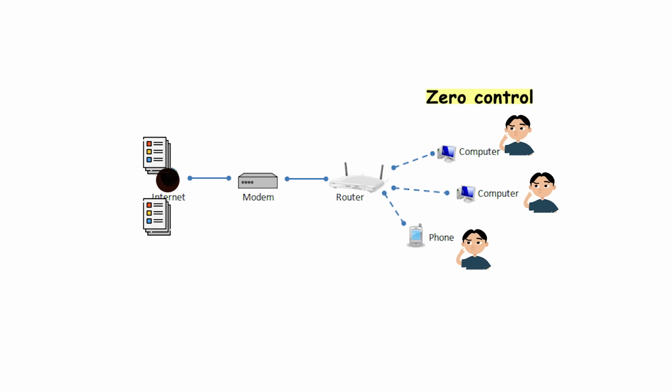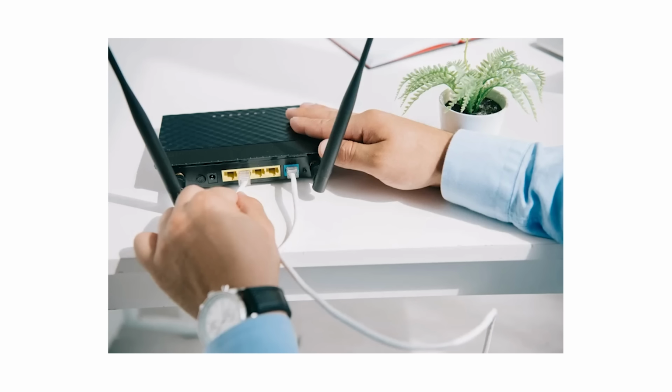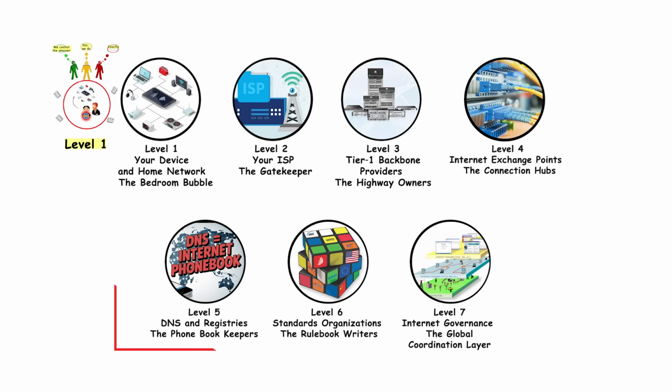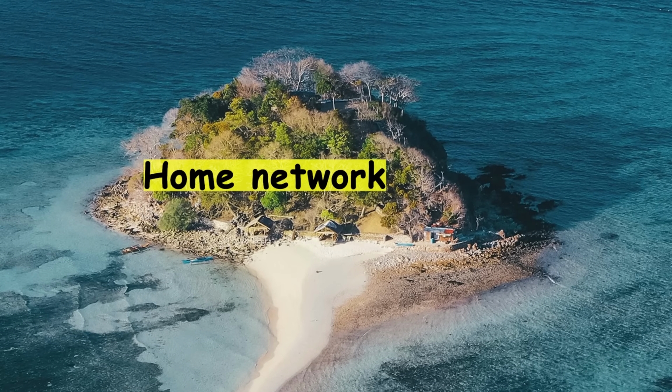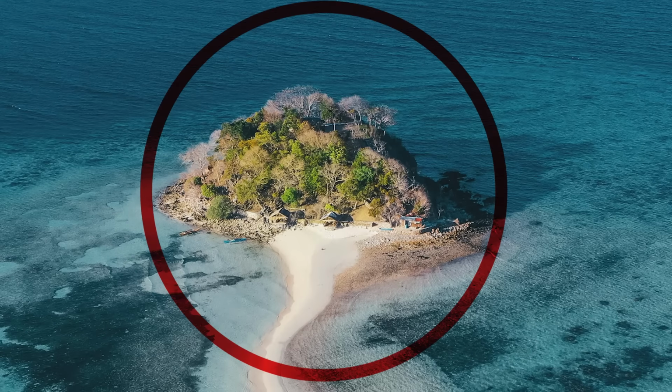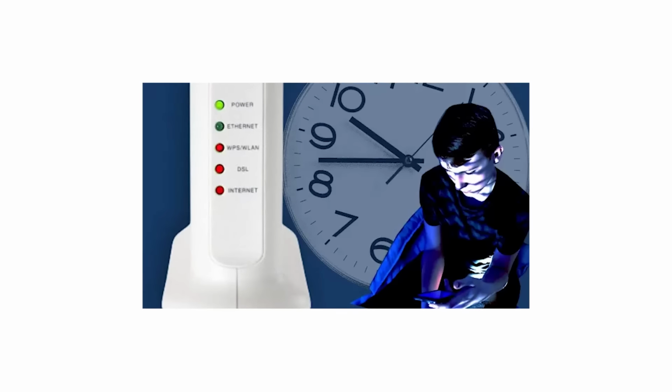Level 1. People think they control the internet because they can change their Wi-Fi password or restart their router when Netflix buffers. They don't realize they're standing on the very bottom rung of a 7-layer control structure. Your home network is an island, and you're the mayor of that island. But the ocean around you, that's controlled by much bigger players, and we're about to meet them.